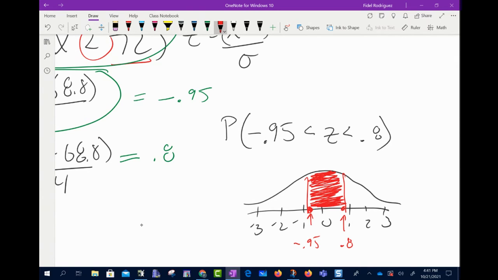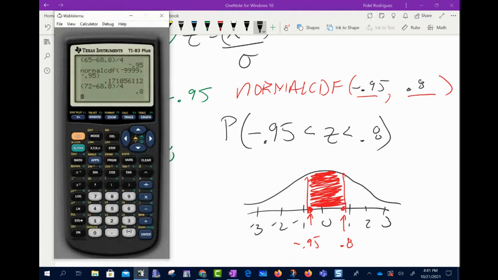So when we do this using our calculator, we're going to bust out the normal CDF, right? And remember, we have two numbers, our lower limit and our upper limit. And our lower limit would be the negative 0.95, and our upper limit would be the positive 0.8, right? So we'll do that here. We'll go second vars. And we'll scroll down to our normal CDF. And we're going to go negative 0.95, comma, 0.8. There we go.